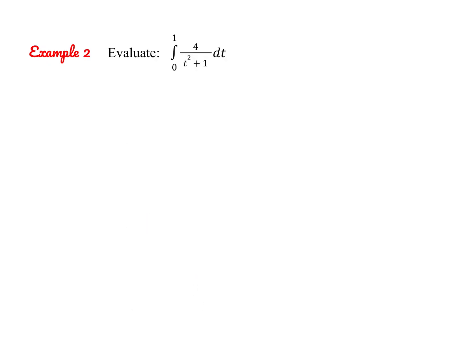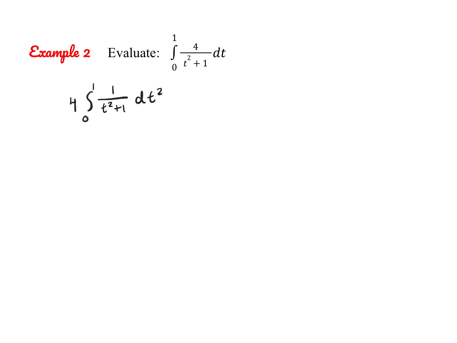All right, let's try another one together. So here, again, just like the last example, it might make it a little easier for us to take our constant, which is a 4, and move it out front. So rewrite it like this. And then the antiderivative might seem a little more obvious to you.